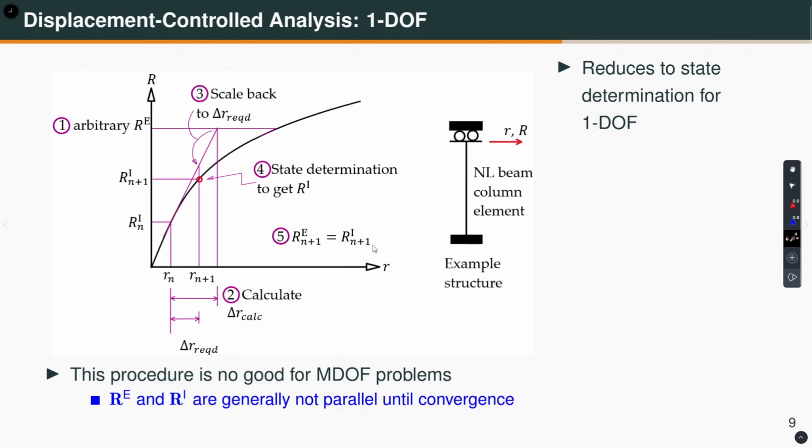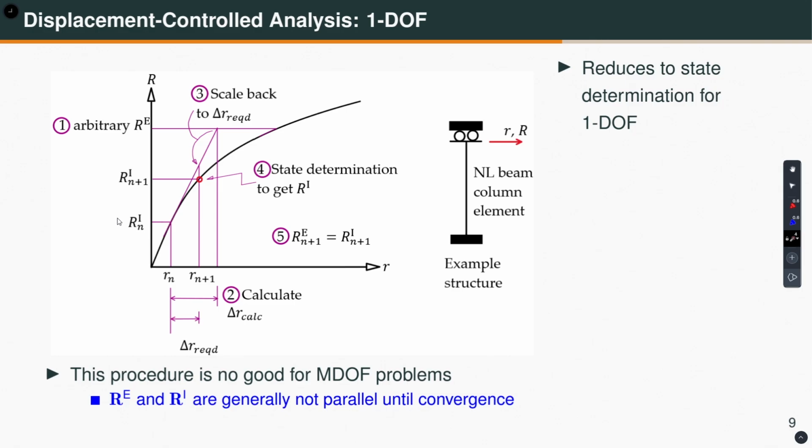For a multi-degree of freedom system, this cannot be used. Why? Because my external force vector Re and the internal resisting force vector Ri are generally not parallel. When two vectors are parallel, that means one is a scalar multiple of the other, and we are talking about n-dimensional vectors. So typically they are not parallel until convergence is achieved. That means until Re is equal to Ri, and at that point they are pretty much equal, within some tolerance. So therefore, this procedure cannot be used.